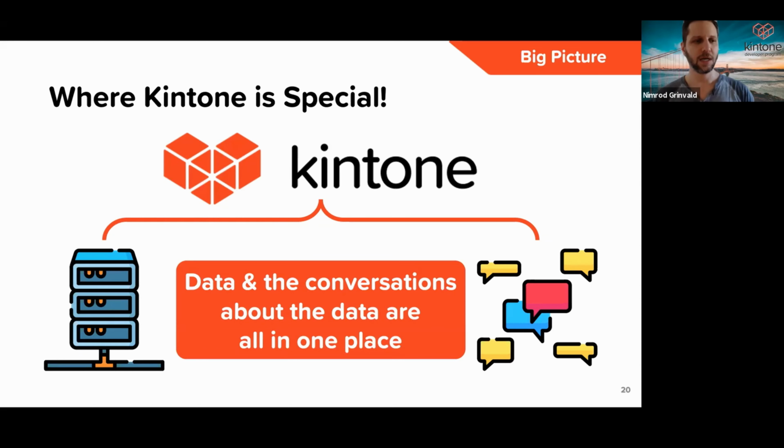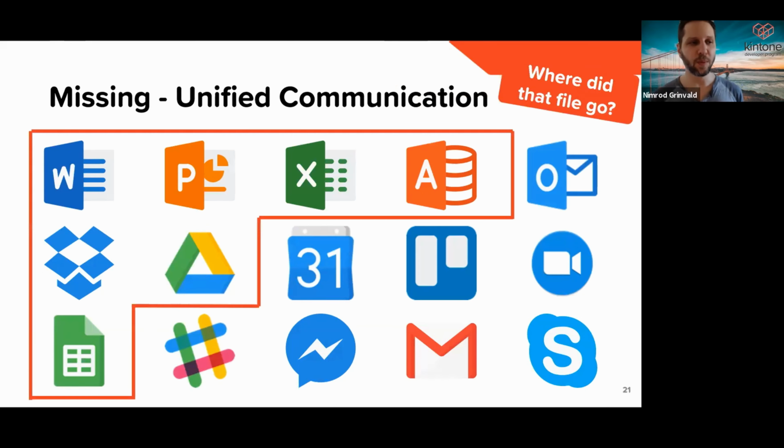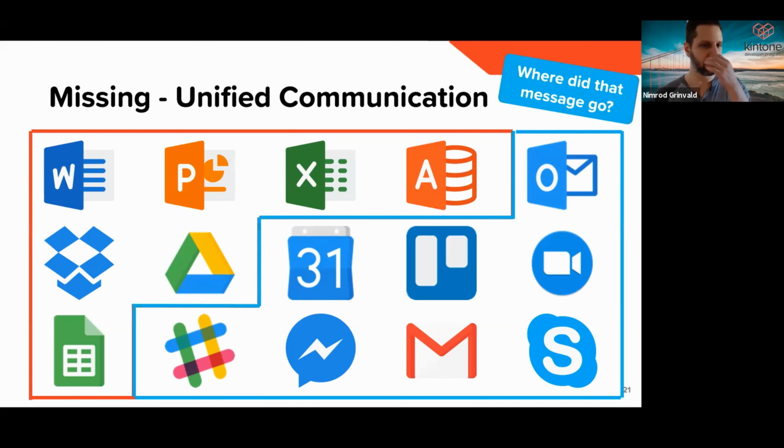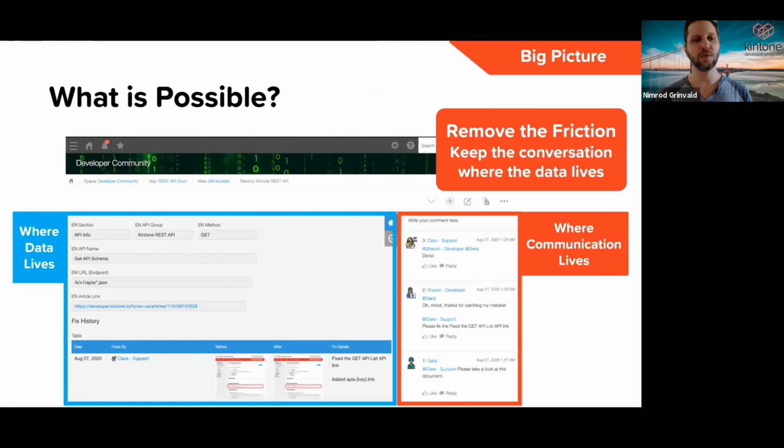And the challenge is that a lot of that stuff is spread out. So what makes Kintone special is that you've got the data and the conversations about the data all in one place. So this data can live in multiple places. These conversations can live in multiple places. When you can put that together, and you've got a way to remove the friction in the day-to-day experience of work, what's possible then becomes flow and ease, without needing to scatter to many different places to find what you're looking for.